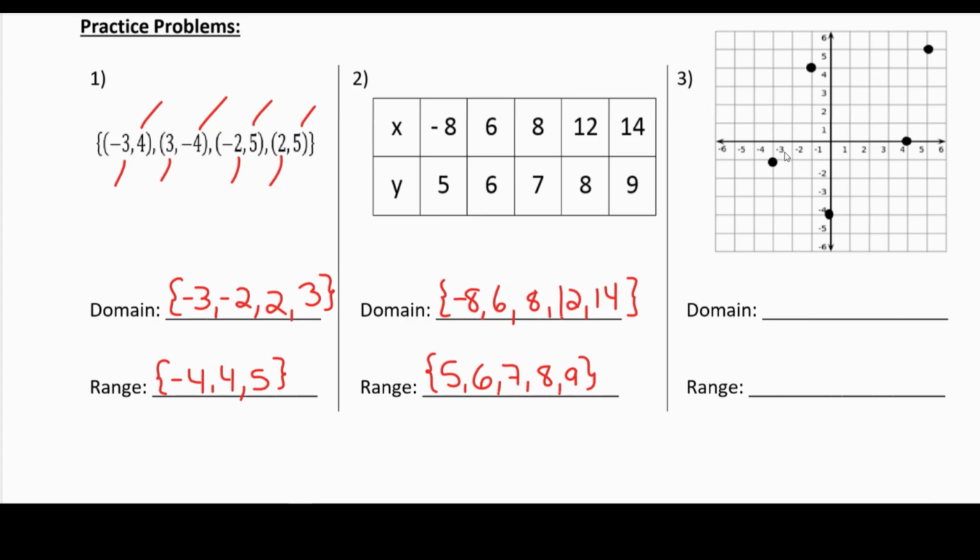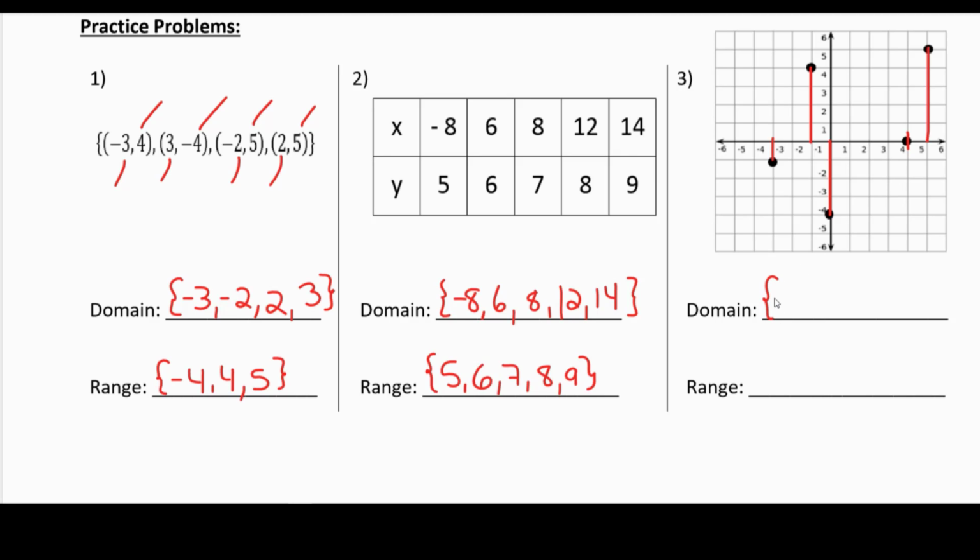Now for the last practice problem, we have a graph. And please remember to identify what each point is, the x value on the x-axis. So I draw these little lines right here. And that tells me that my numbers are going to be negative 4, negative 1, 0, 4, and 5. So let's go ahead and open the curly bracket.